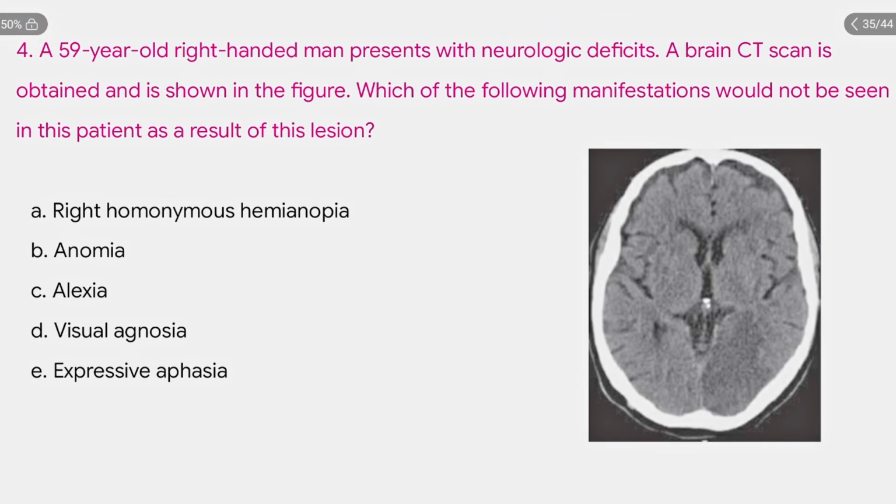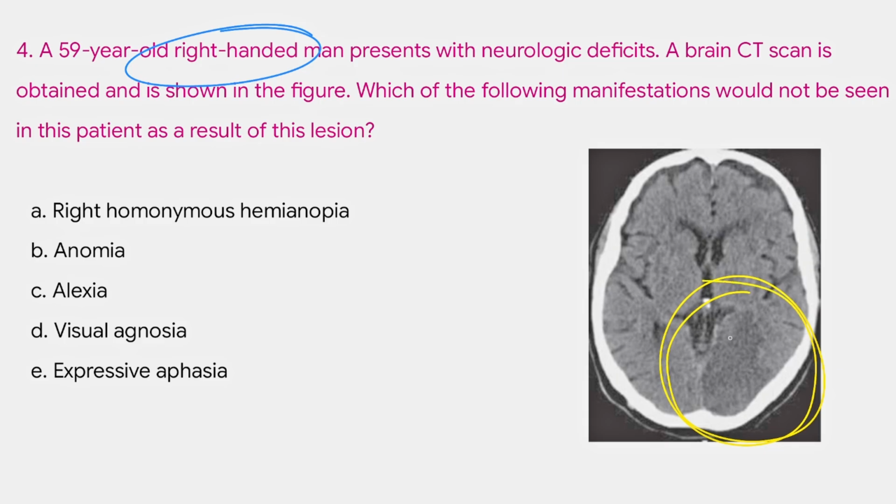A 59-year-old right-handed man, again, dominant cortex will be the left lobe, presents with a neurological deficit. A brain CT scan is obtained and is shown in the figure. Which of the following manifestations would not be seen in this patient with lesion? So if you see the scan, the lesion is here. This area appears to be darker than the rest. So this is the parietal lobe on the left side. You read CT scan from the foot end, so it's the opposite side. This is the left side and this is the right side.